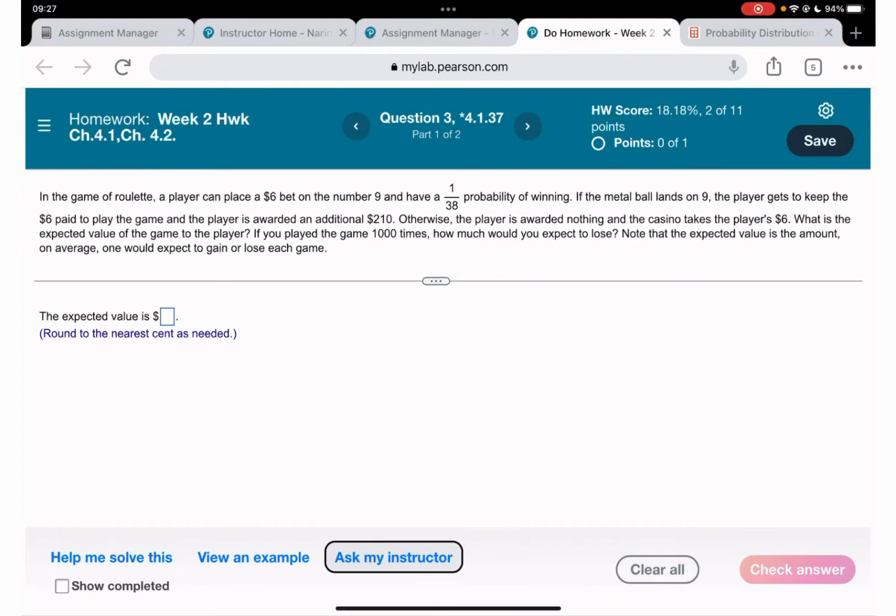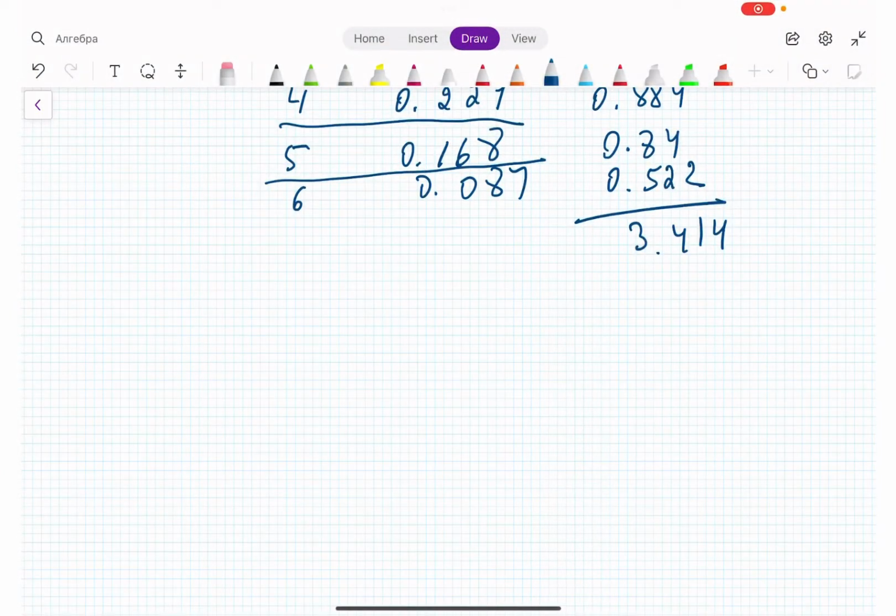In the game of roulette, a player can place a $6 bet on the number 9 and have probability 1/38. Okay, let me write down: $6 bet for number 9 and probability 1/38. Probability of 9. Okay, next.